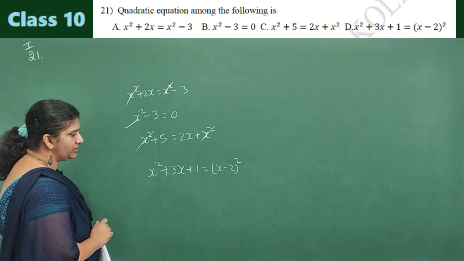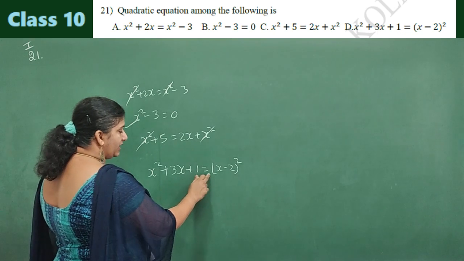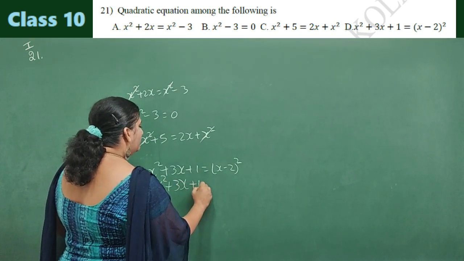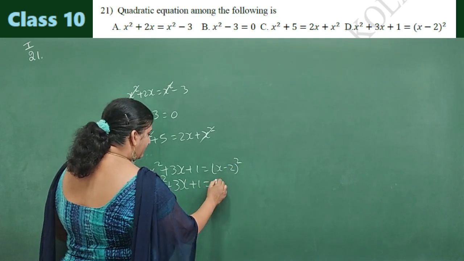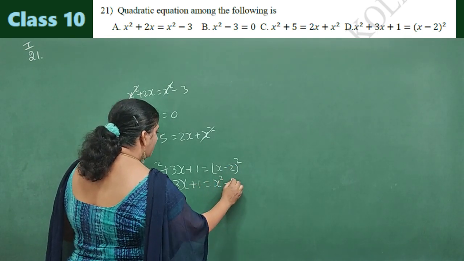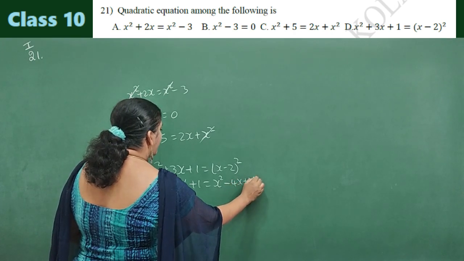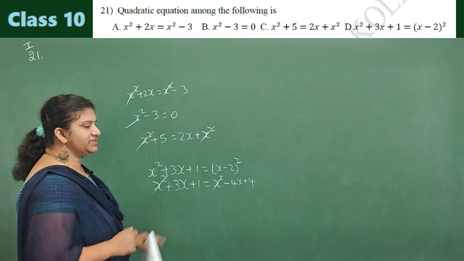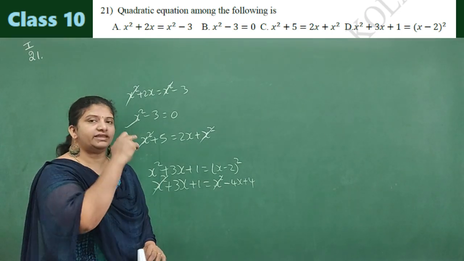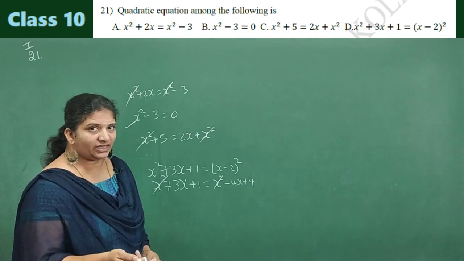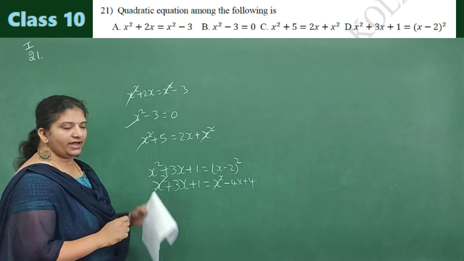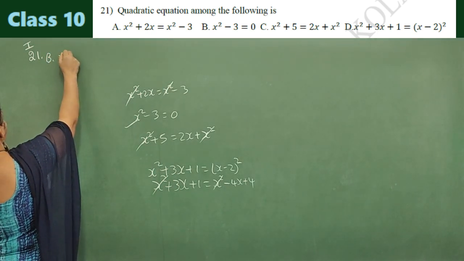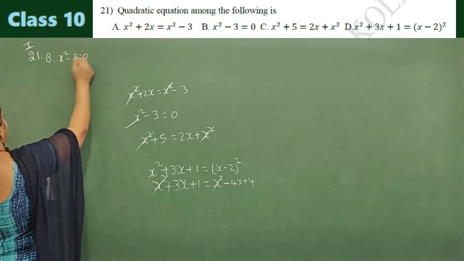Coming to the last option, x square plus 3x plus 1 equal to, let us simplify this one. X minus 2 whole square can be written as x square minus 4x plus 4. Again x square will be cancelled, then it becomes linear. Therefore, among these four options, which is a quadratic equation? Second one. That is option B. Option B, x square minus 3 equal to 0.